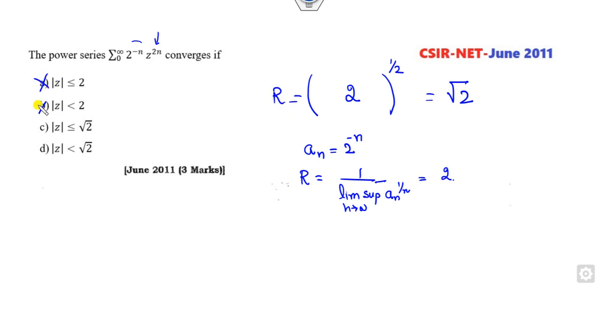So this value is cancelled out. Now for convergence, the center is 0, so |x| is less than root 2. So it is either this or this. Now check at the equality.